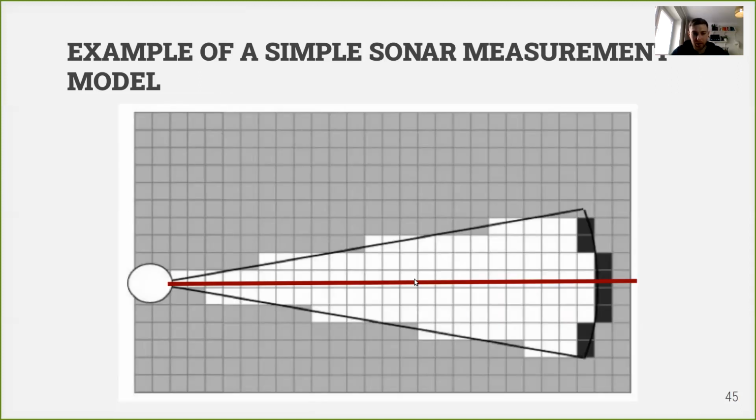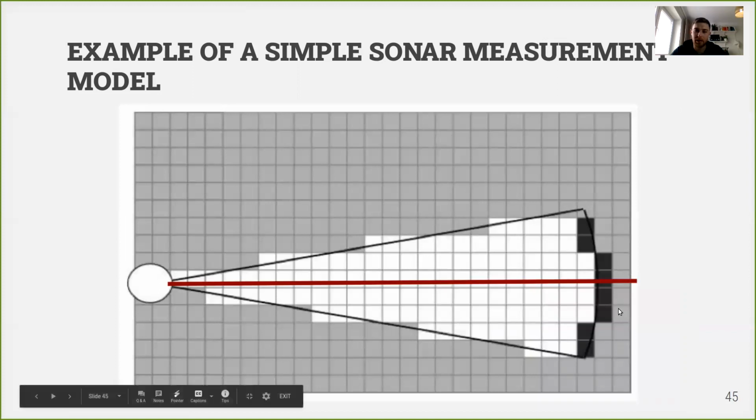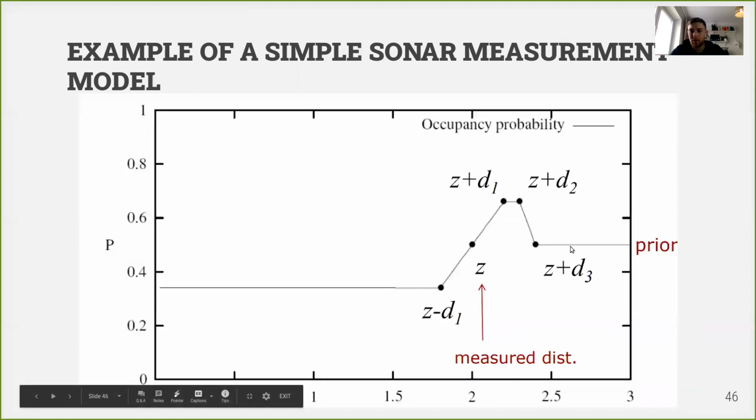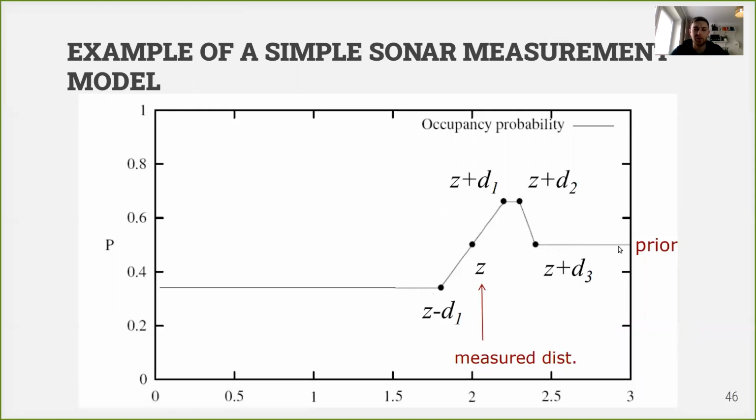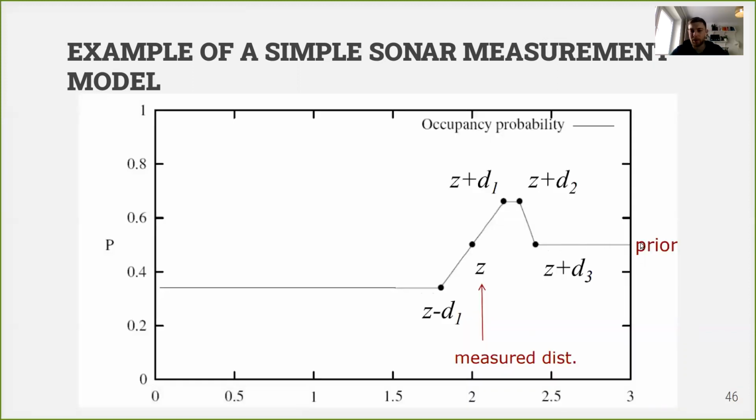And within this beam, we have different probabilities, right? So if we know that we measured the distance z, we can say that there are different probabilities for cells closer than z and further than z. For example, we know that behind the obstacle here, where cells are gray, the probability is equal to the prior. So we didn't get any new information behind this measurement, right? Because we know that there is an obstacle at some distance, but we don't know from a single measurement what is behind. That is why on this plot, there is a prior probability.